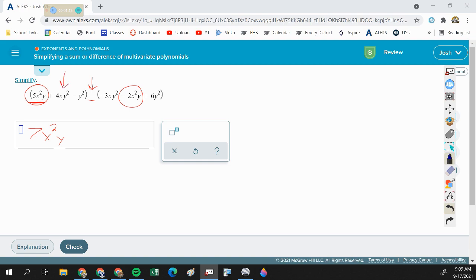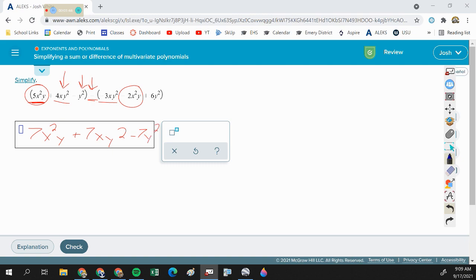Does that term have a partner in the dance? Yes. So we'll do 4x squared y minus negative 3xy squared. And again, that one turns into a plus. So we get 7xy squared. Does this have a partner in the dance? Yes. Negative y squared minus 6y squared would be negative 7y squared.